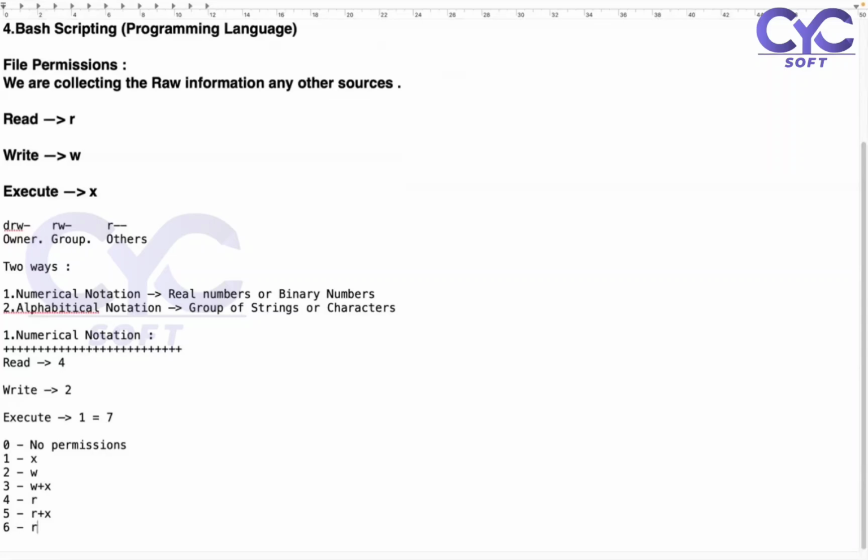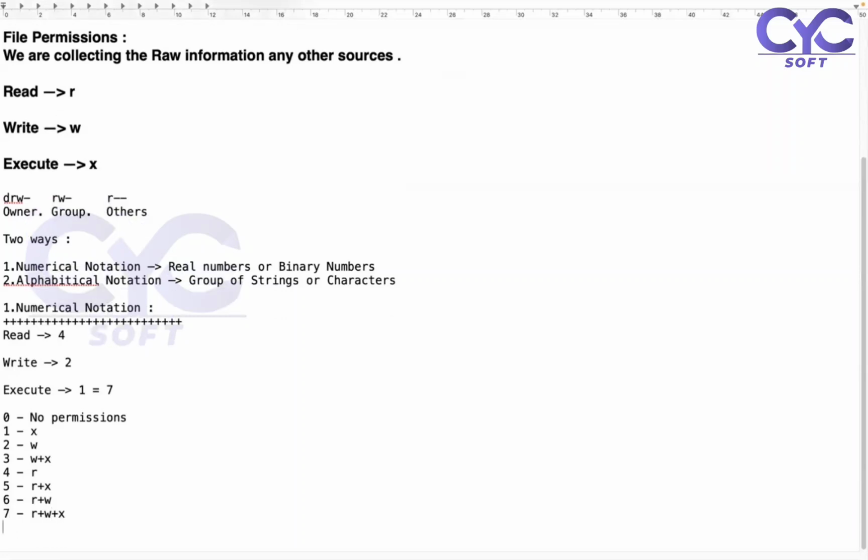read plus write. Okay, 7 stands for read plus write plus execute. Read plus write plus execute. Okay, so basically, 0 stands for no permissions, 1 stands for execute, 2 stands for write, 3 stands for write plus execute, 4 stands for read, 5 stands for read plus execute, 6 stands for read plus write, and 7 stands for read plus write plus execute. Okay, so this is how we can work with the numerical notations.